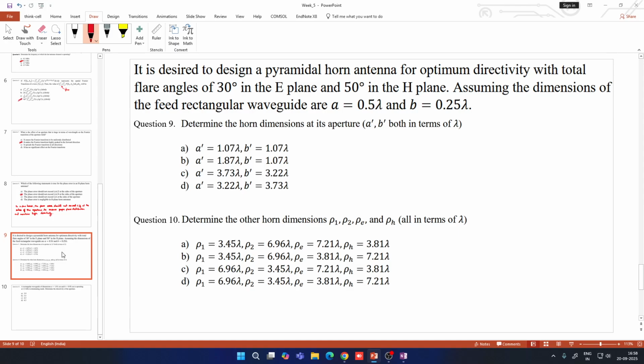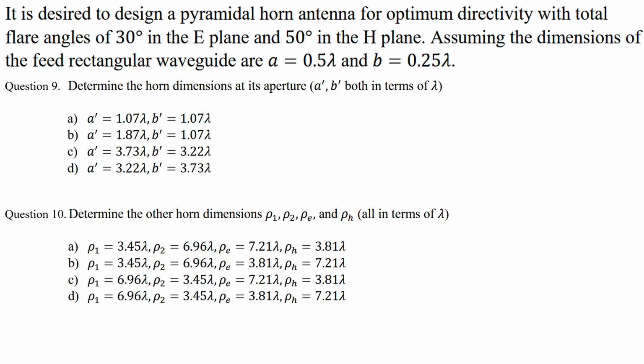Now we'll move on to question number 9. The data is common for questions 9 and 10. It is desired to design a pyramidal horn antenna for optimum directivity with total flare angle of 30 degrees in the E plane and 50 degrees in the H plane. Assuming the dimensions of the feed rectangular waveguide are a is 0.5 times lambda and b is 0.25 times lambda. In question 9, we have to determine the horn dimensions at its aperture.